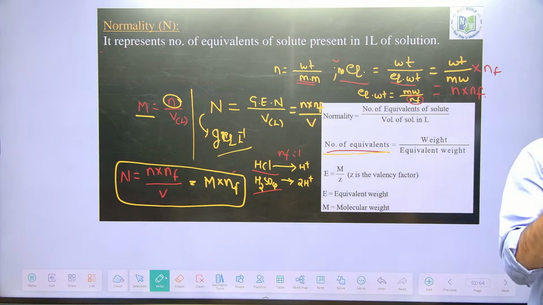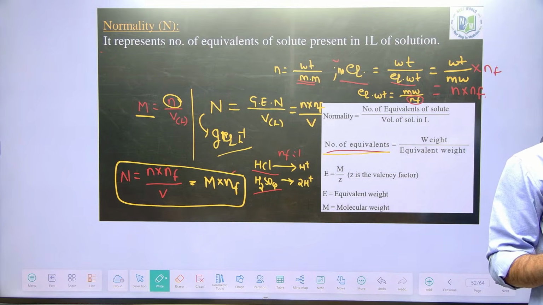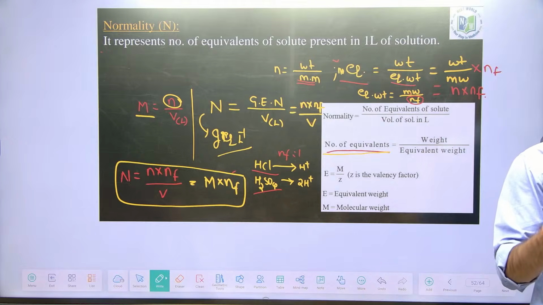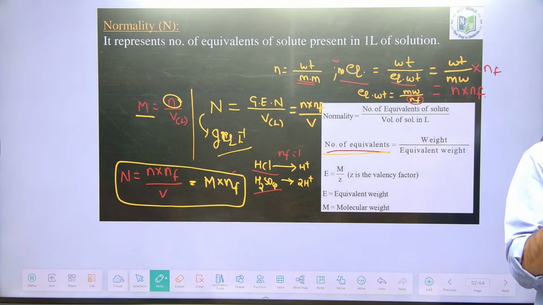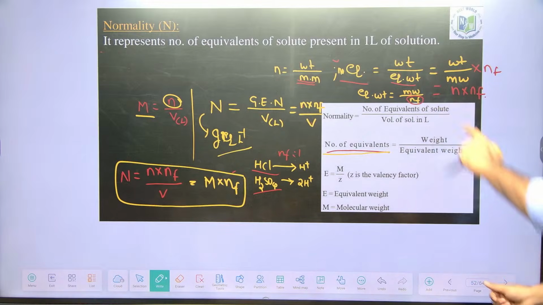So tell me, for NaOH, what is the n factor? For Ca(OH)2, twice. Now this is for acids and bases, you are doing well. Now when I give a salt solution, for example, okay, up to here it is finished.